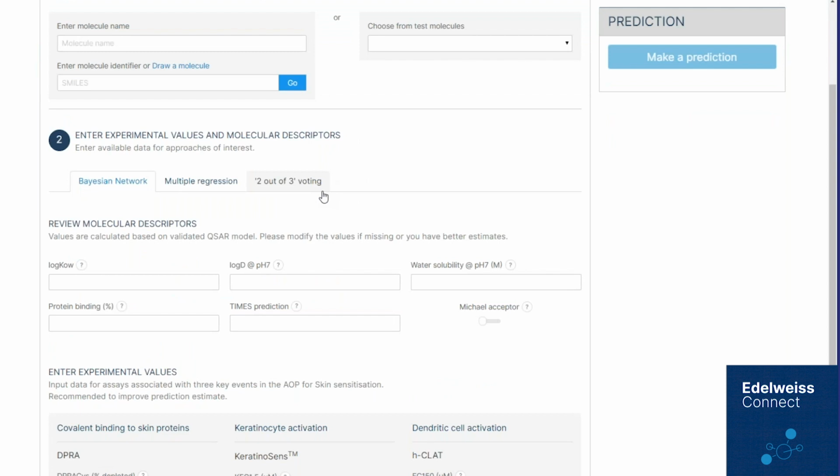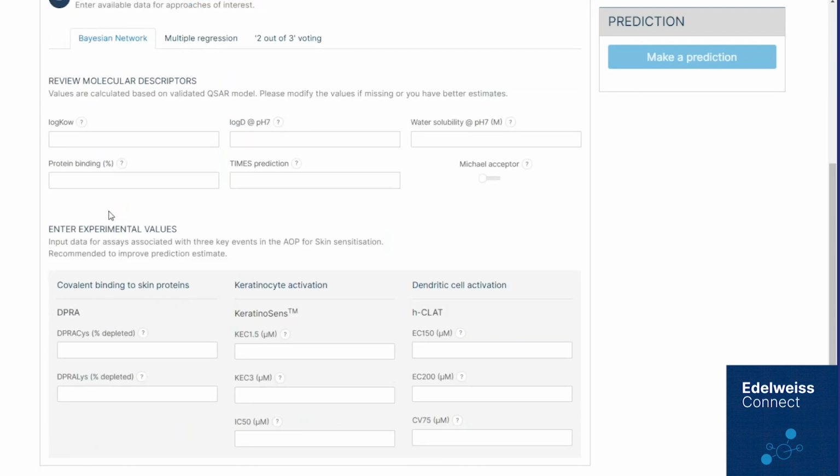Bayesian network takes as input physicochemical parameters, which are computed from the chemical structure that is provided by the user. So the user is supposed to provide the structure of the compound in the form of a SMILES string or two-dimensional drawing. The second part of the input are experimental values from the three in vitro assays, the DPRA, KeratinoSens, and h-CLAT.